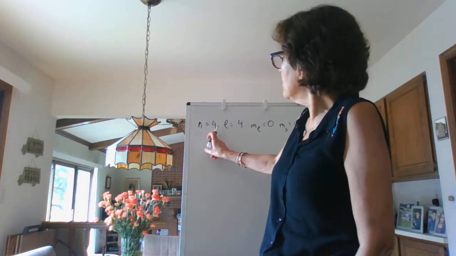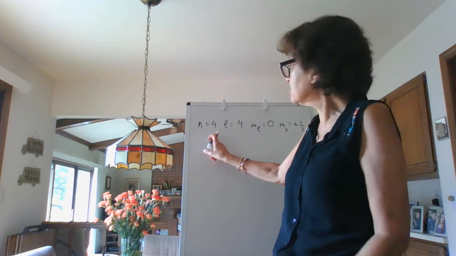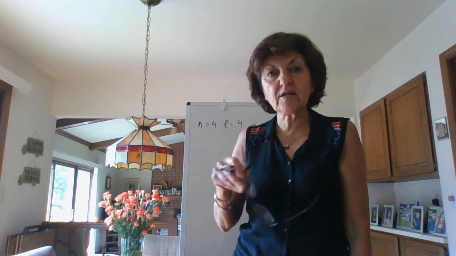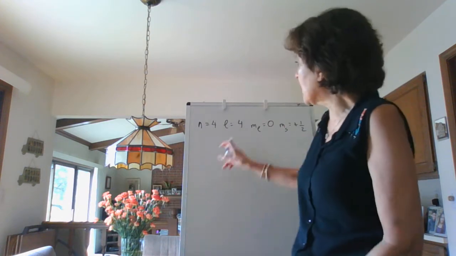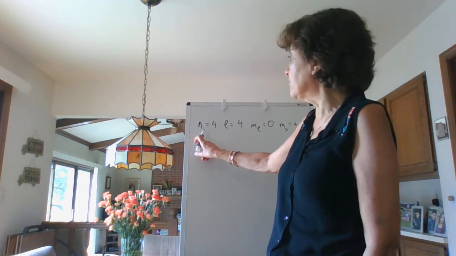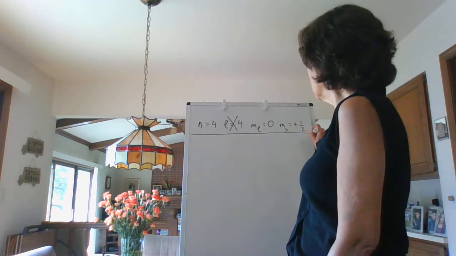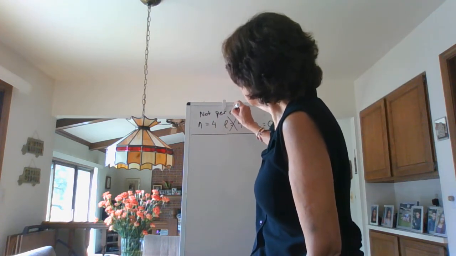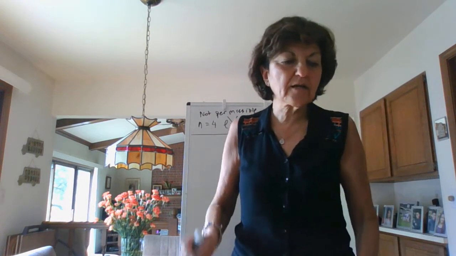Well, 4 means that it is in shell number 4. This one's fine. L is 4. Remember how I said the rule is that L can be 0 all the way up to n minus 1. So the maximum value for L when you have an n of 4 is 3. So this one won't work. So these 4, this is not permissible because L is wrong.